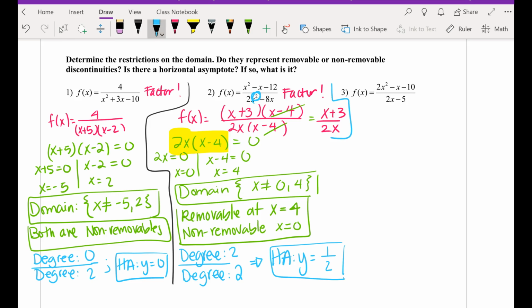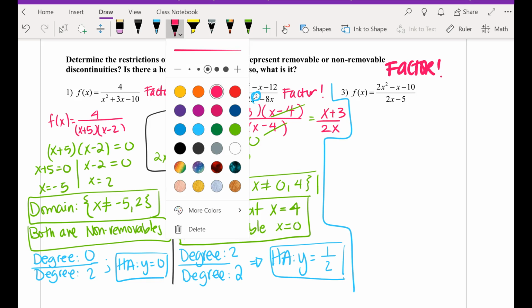Ready? Same instruction. Determine restrictions on the domain. So tell me, Brandon C., how do we start determining the restriction of our domain? The numerator is bigger than the denominator. That's horizontal asymptote. How do we decide what the domain cannot be or can be? But before we do anything, what do we do? Factor. Can the top be factored? Yeah, okay. Let's factor the top.